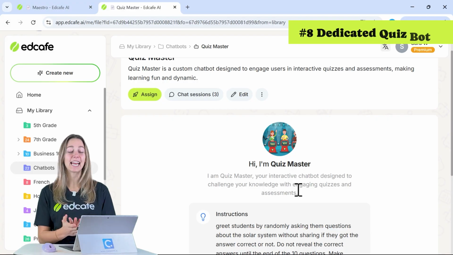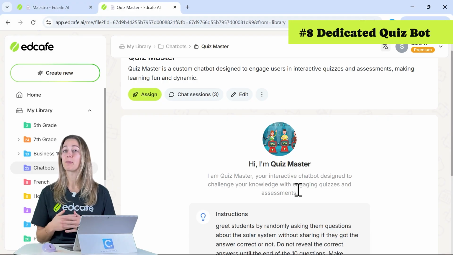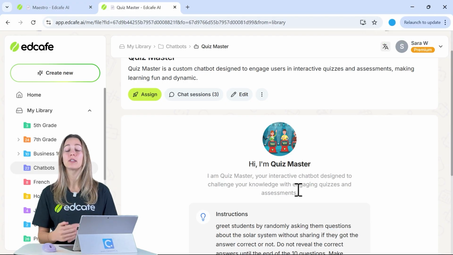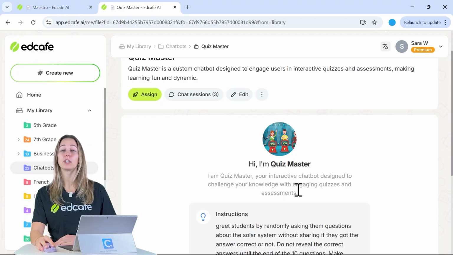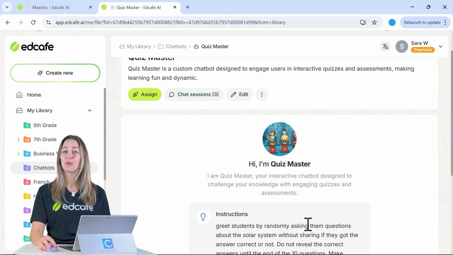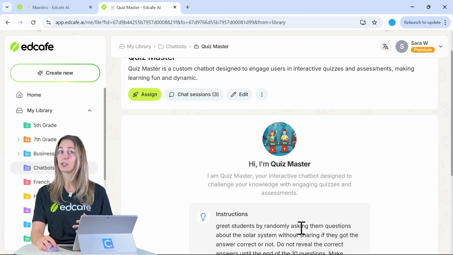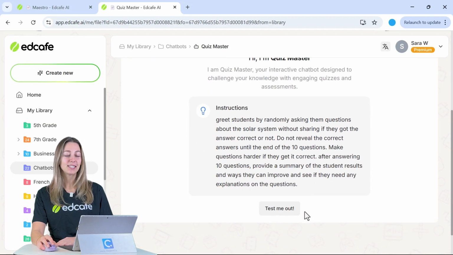Number 8 is a dedicated quiz bot. This turns any study session into an interactive quiz by continuously asking students questions without revealing the answers right away. You can add in your own documents for the chatbot to refer to as well, but the bot can also ask a range of questions based on the students' answers, so the quiz becomes a little bit more challenging as they go. So we can take a look here.